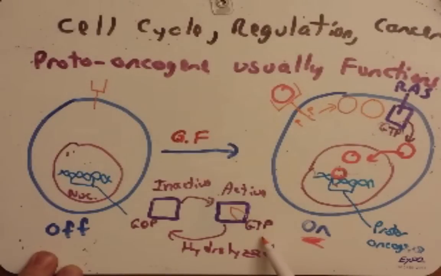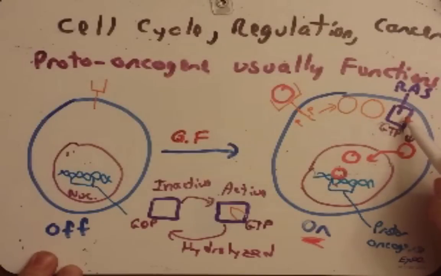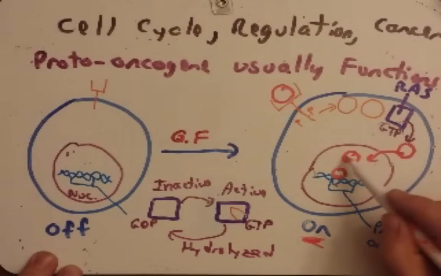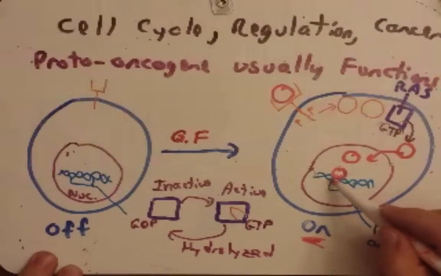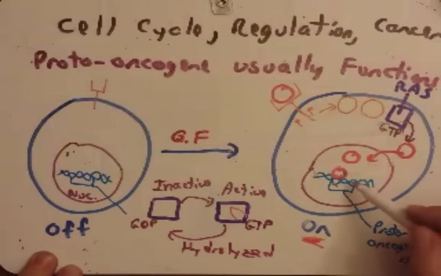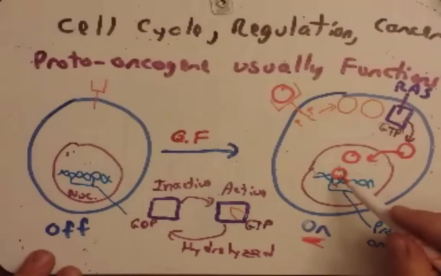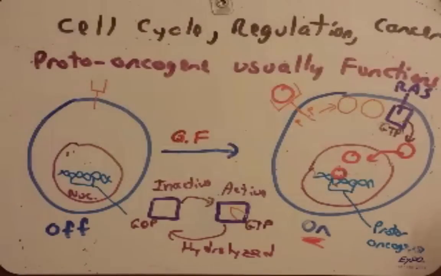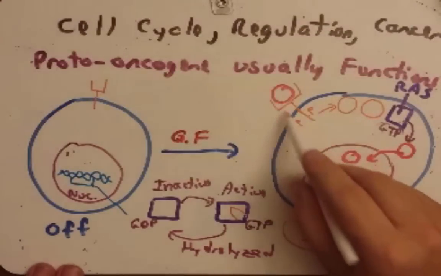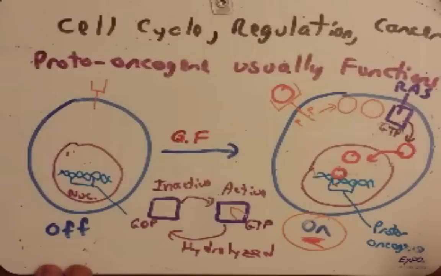If GTP cannot be hydrolyzed, RAS remains active all the time, and if RAS is always active, it's always going to activate these transcription factors, which bind to the DNA here, the proto-oncogene, and drive it forward, meaning driving the cell cycle forward. It's always going to be on, regardless of what's happening here. So that's an important point I should stress.